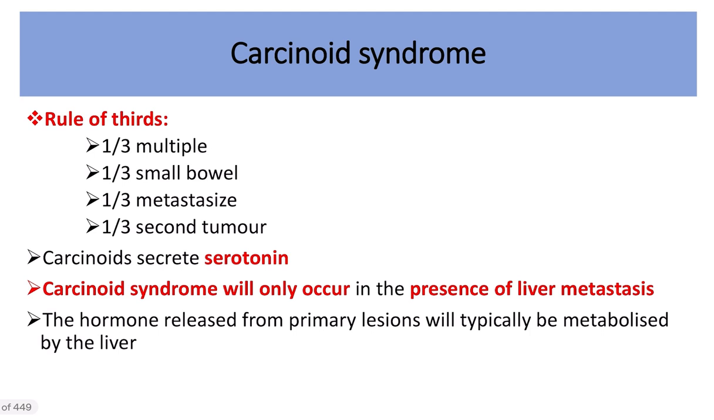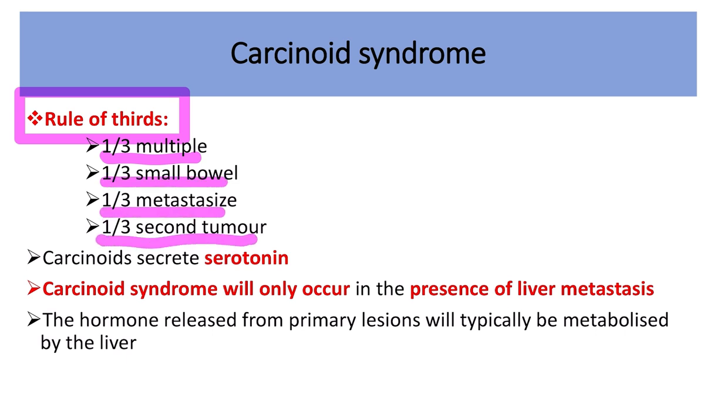A rule is important for carcinoid syndrome. First of all, it is the rule of thirds. That means 1/3 multiple, 1/3 small bowel, 1/3 metastasize, and 1/3 second tumor. Carcinoid syndrome secretes serotonin, and it will only occur in the presence of liver metastasis. The hormone released from the primary lesion will typically be metabolized in the liver.